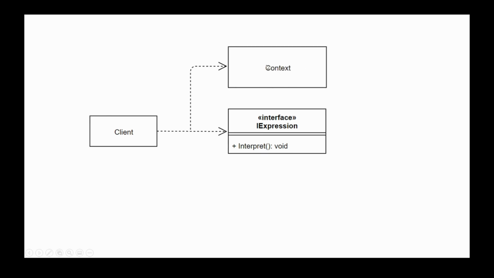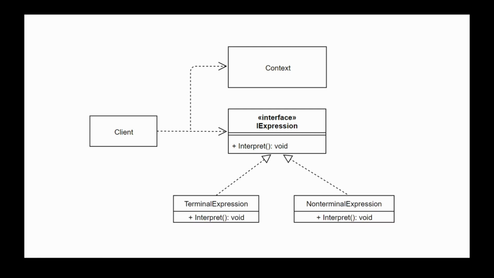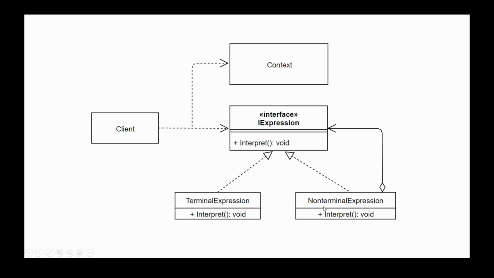Then we have a context, and the context is responsible for managing the state of the expressions. And then we have different expressions which implement the IExpression interface. We can separate these expression objects into two different kinds of expressions. One is the terminal expressions and the other is the non-terminal expressions. The difference is that the non-terminal expression contains references to other expressions.